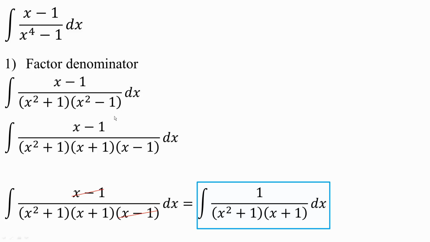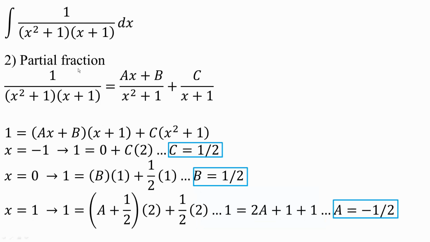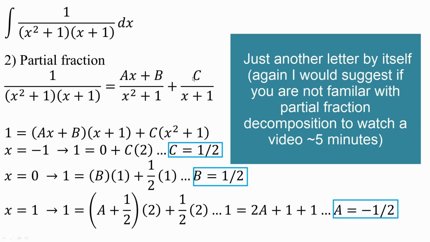From here, I can cancel out x minus 1, and so I would get the integral 1 divided by x squared plus 1 times x plus 1. Next, I will do partial fraction decomposition. And so the term that has an x squared plus 1, we say ax plus b. If it doesn't have a squared by it, we say c. So we have ax plus b divided by x squared plus 1 plus c divided by x plus 1.